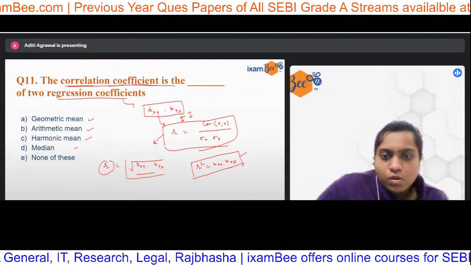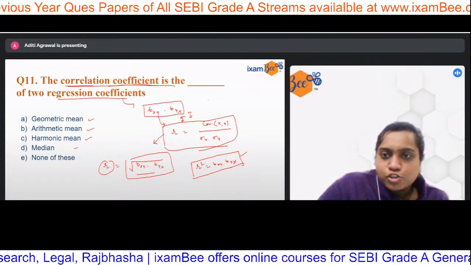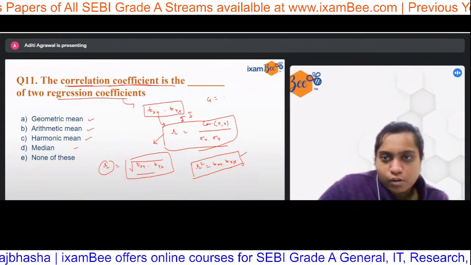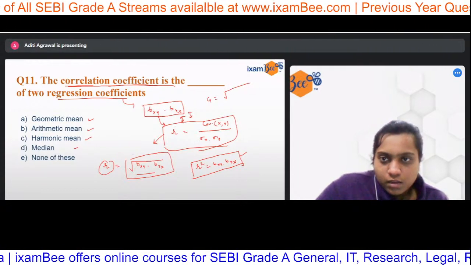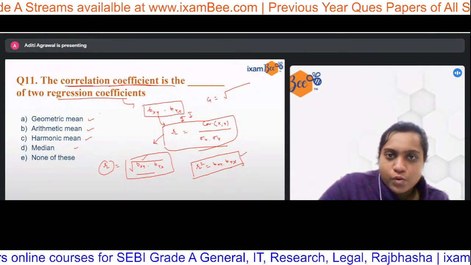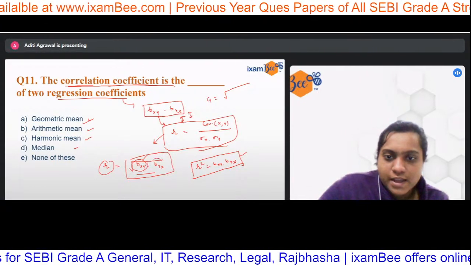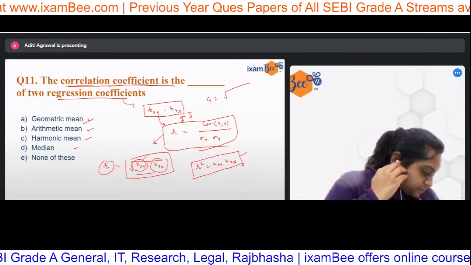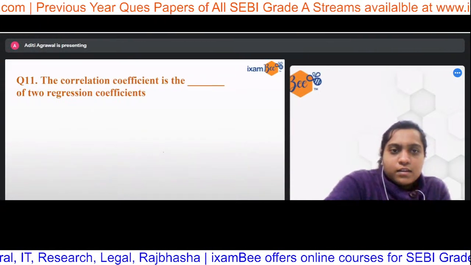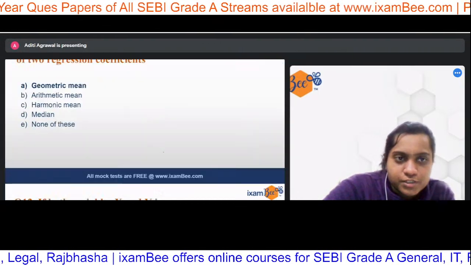Now this is similar to what we do in the geometric mean. Geometric mean is the square root of the product of two variables. So you can say that the correlation coefficient here is the geometric mean of these two regression coefficients, bxy and byx.